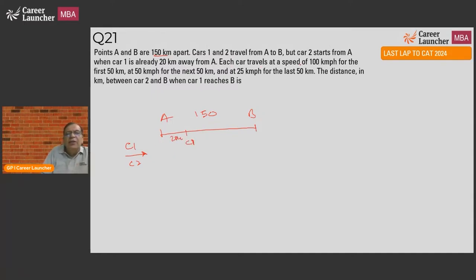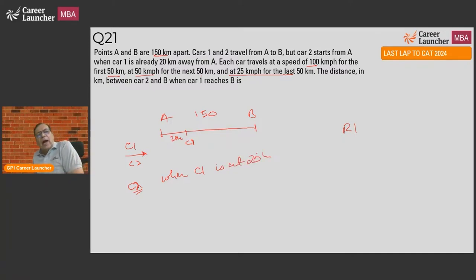Each car travels at the speed of 100 kilometers per hour for the first 50 kilometers, 50 kilometers per hour for the next 50 kilometers, and 25 kilometers per hour for the last 50 kilometers. The distance between car 2 and B when car 1 reaches B should be asked in the question. Why? Because car 2 is starting when car 1 is at 20 kilometers. It is starting how much late? It will reach that much late.